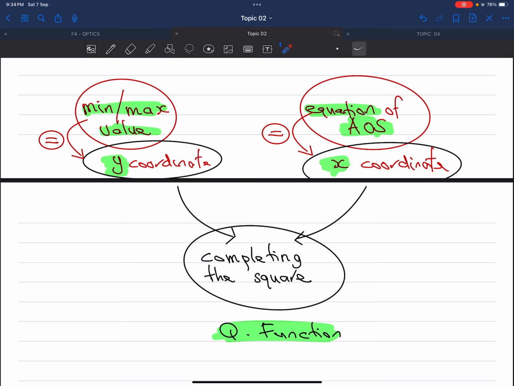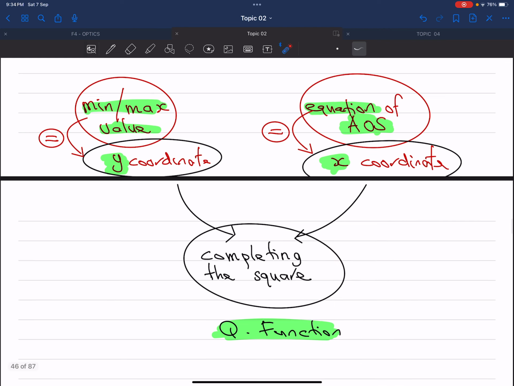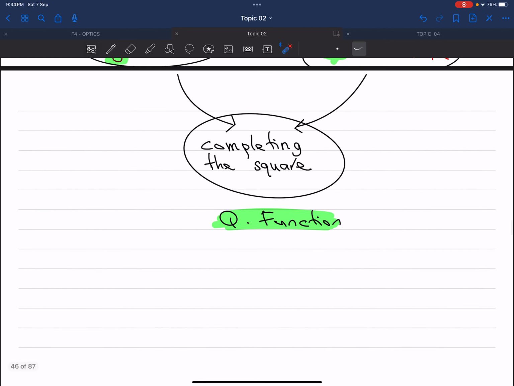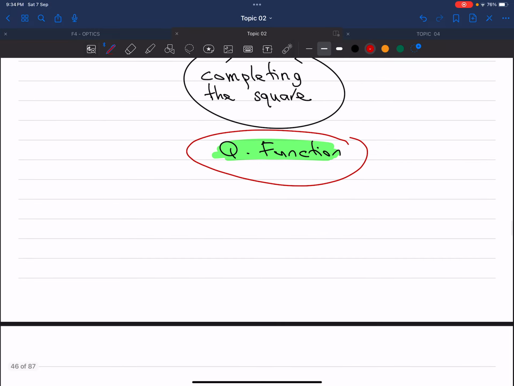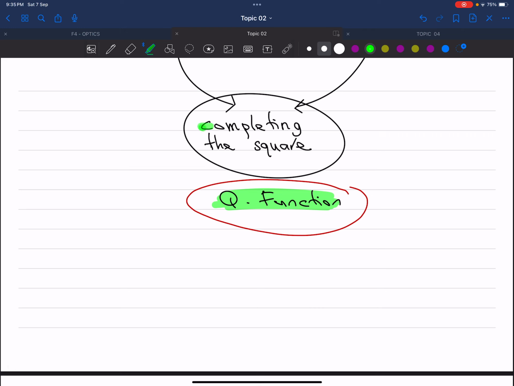And to find the coordinates, we must complete the square for the quadratic function. Now how do we complete the square for the quadratic function? It will be shown in the next lesson. In lesson 2, I'll be showing you how to complete the square for a quadratic function.